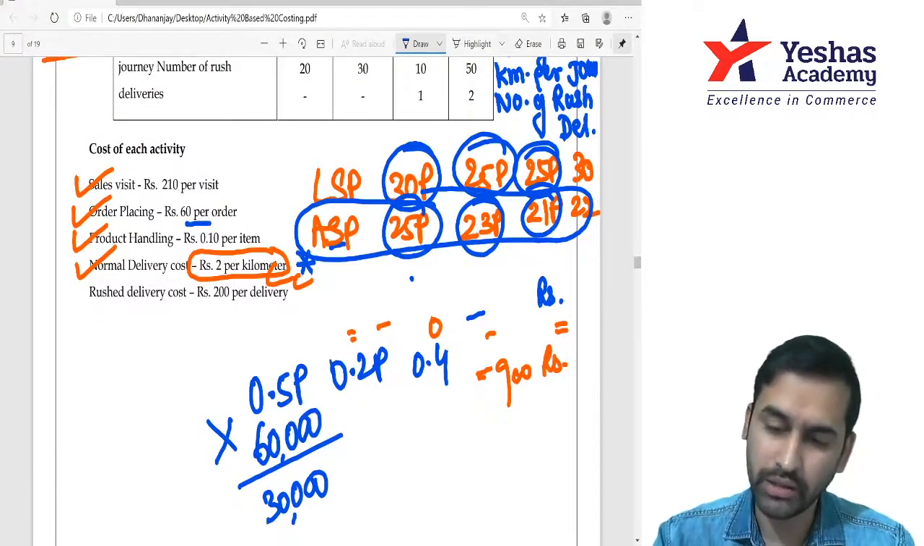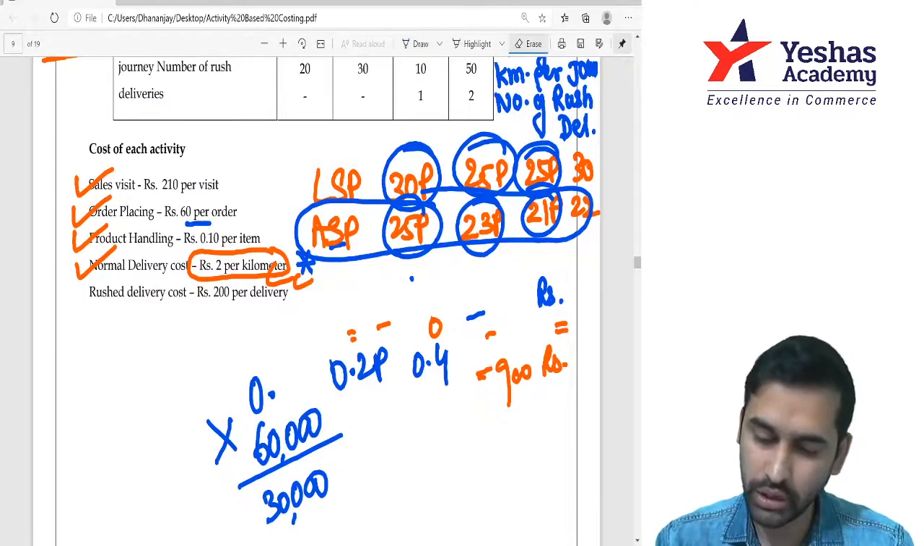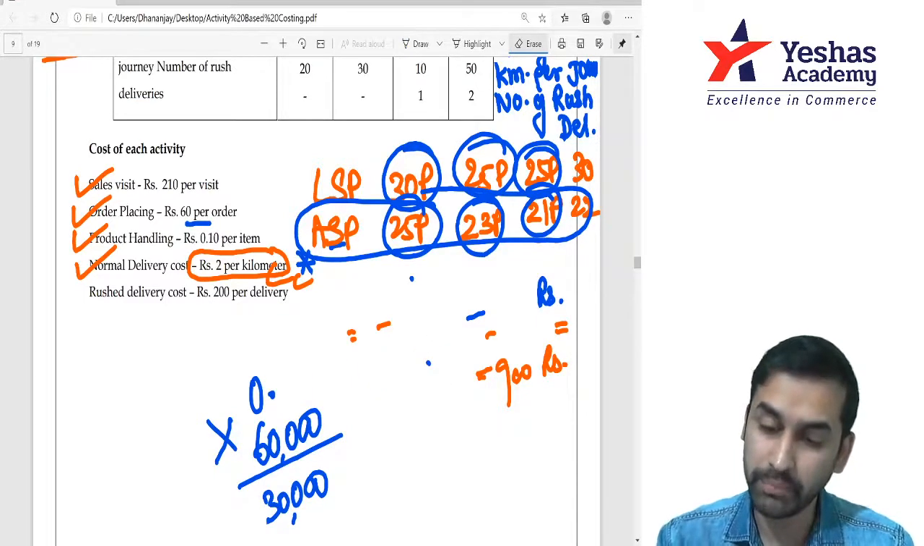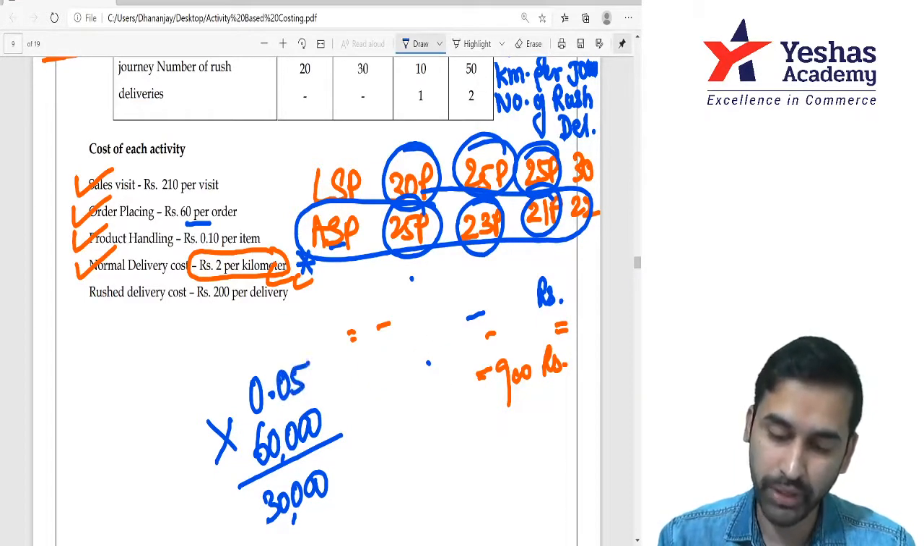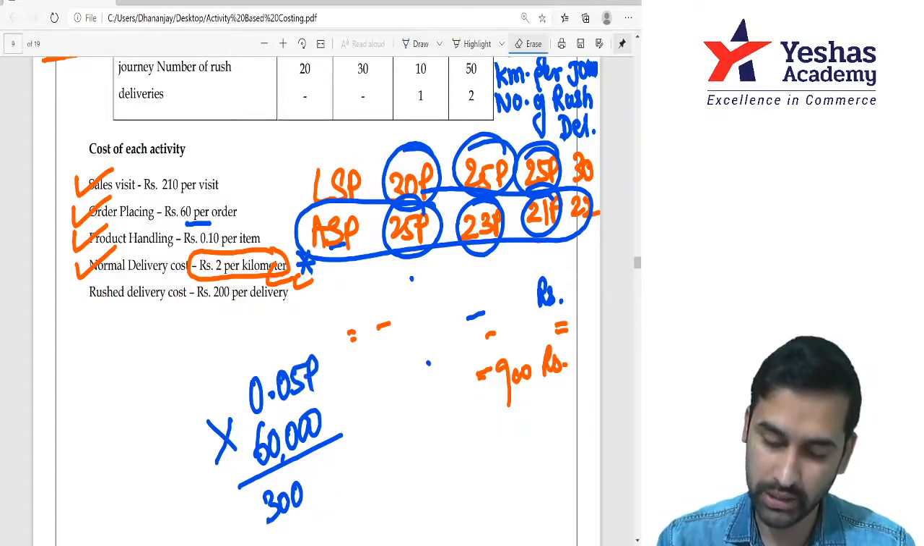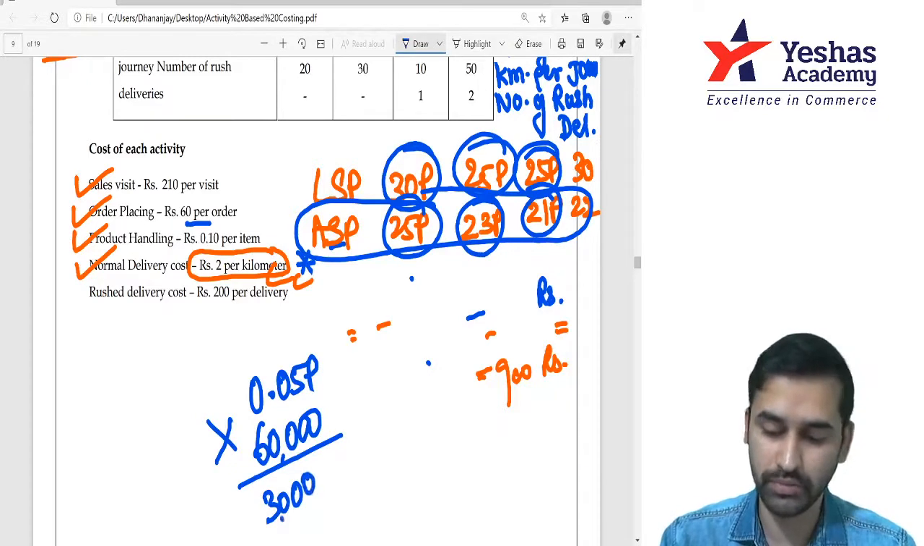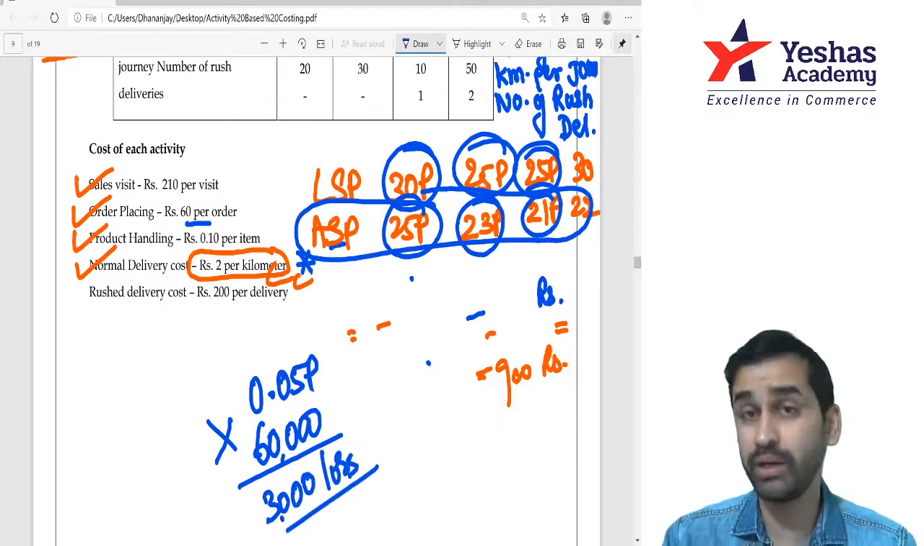30 paise, sorry. This is not 50 paise, this is 5 paise. 0.05. Yeah. Now 0.05 into this will be 10 less. Correct. 3,000 rupee loss. 3,000 rupee loss because of discount.